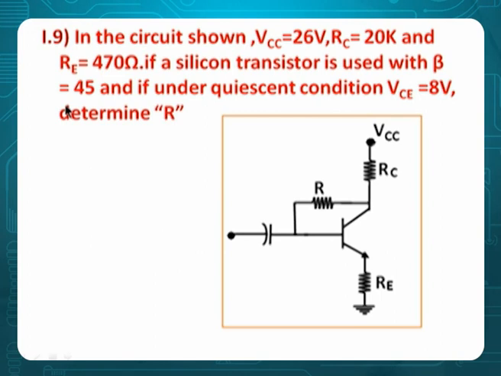You know why did I take output KVL? Look at your circuit here. Here in this output you know everything. You know VCC is given, RC is given, VC is given, everything is given. Therefore you can just calculate IC. By calculating IC, you can estimate R.